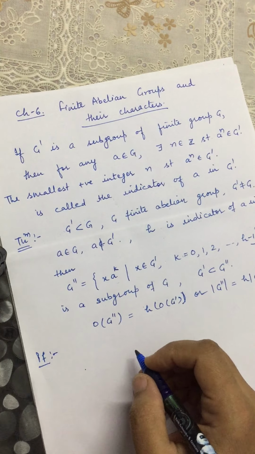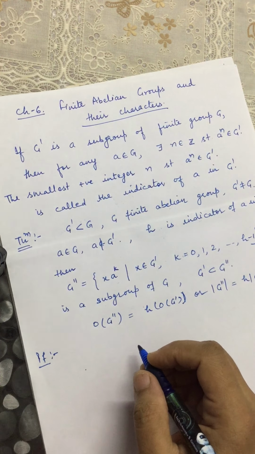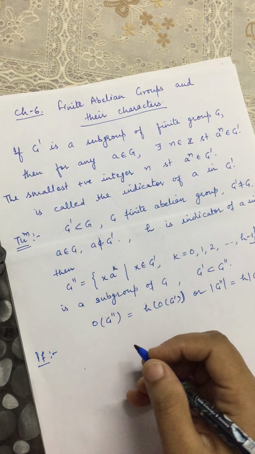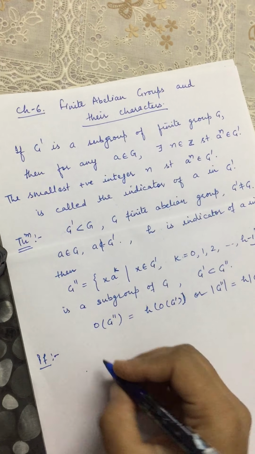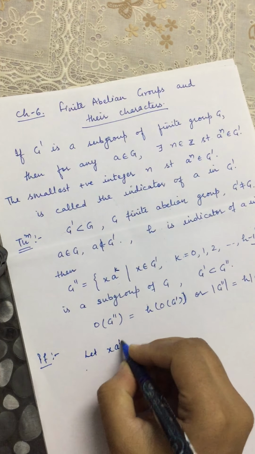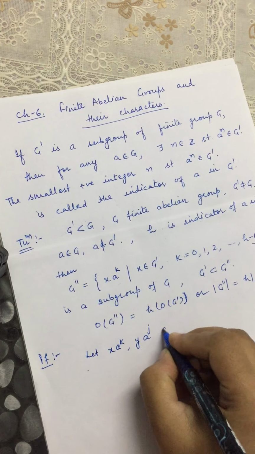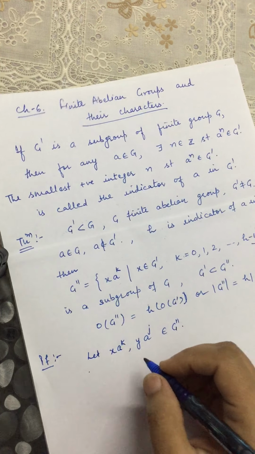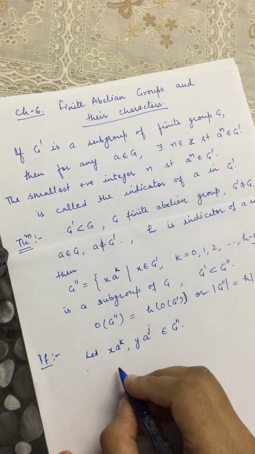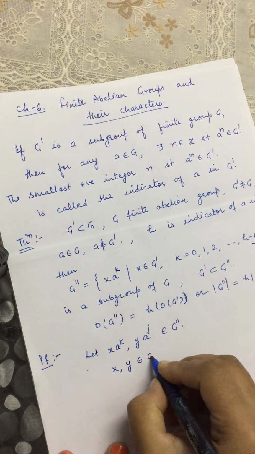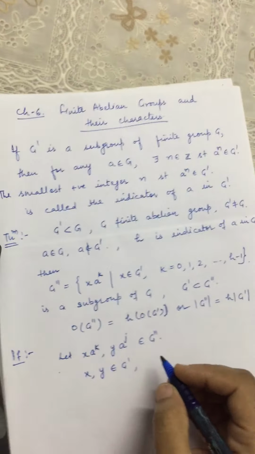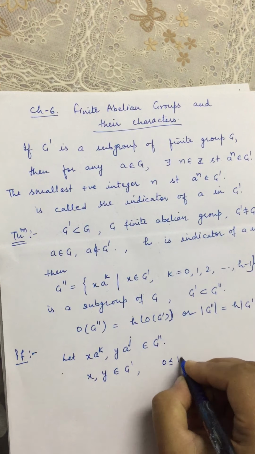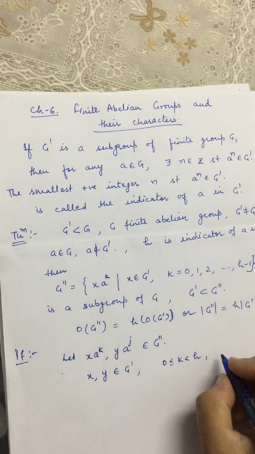Firstly, we have to prove G double dash is a subgroup of G. So we will prove the subgroup criteria. Firstly, we test the closure property. So let us take two elements in G double dash, say x a^k and y a^j. They belong to G double dash, so we have to prove their product also belongs to G double dash. If these two elements belong to G double dash, then x and y belong to G dash, and k and j lie between 0 and h minus 1.